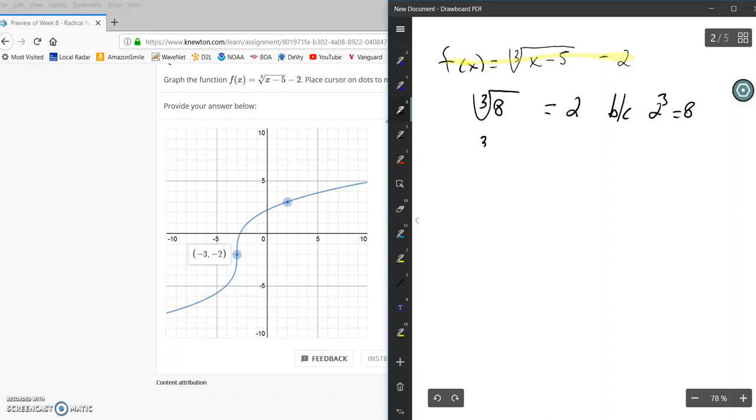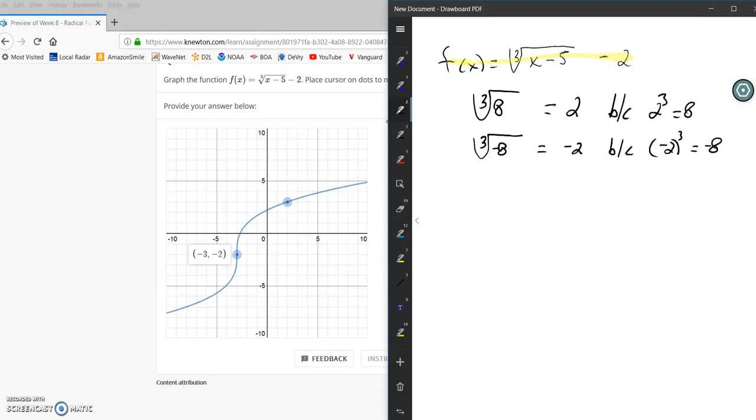I could also do the cube root of a negative 8. What number cubed is a negative 8? Well, that would be negative 2, because if I take a negative 2 and raise it to the third power, I'm going to get a negative 8. It's okay to have a negative under a cube root. You might remember that you cannot have a negative under a square root, but a cube root can take a negative.